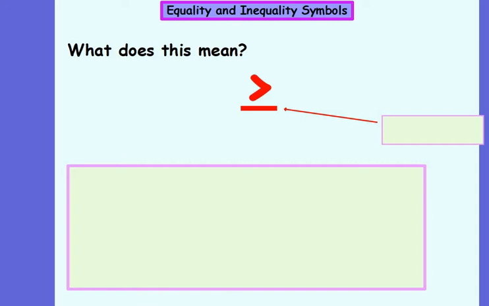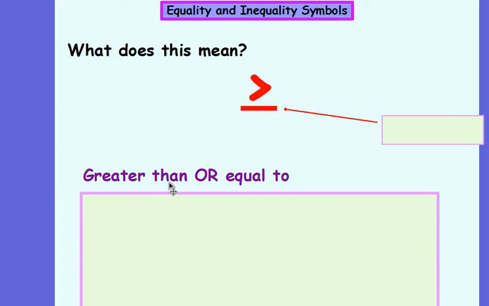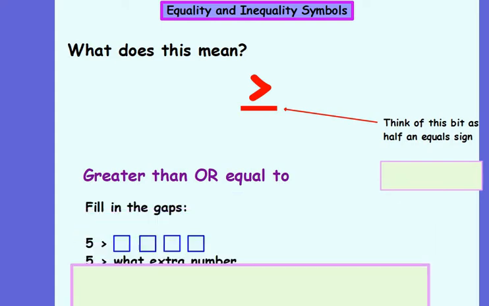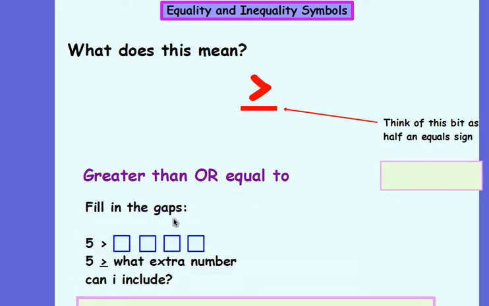Okay, Year 8, in your light blue books, what do you think this symbol means? Okay, Logan, what do you think this means? This symbol means greater than or equal to. It's got half of the equal sign in it and the greater than sign. So think of this little line underneath it meaning half of an equal sign. So we're greater than or equal to. Can you, in your light blue books, fill in the gaps? 5 was greater than what? And 5 is greater than or equal to. What extra number can you include? Pause the video for a minute, have a go at that, please.